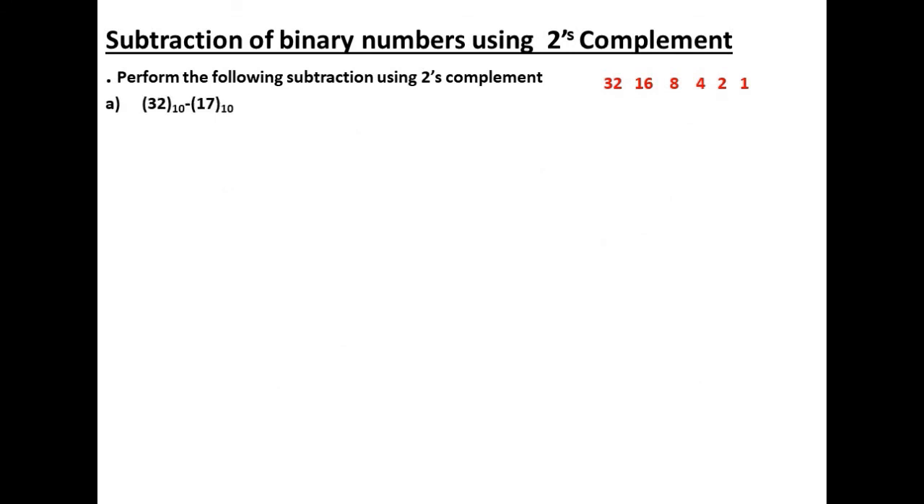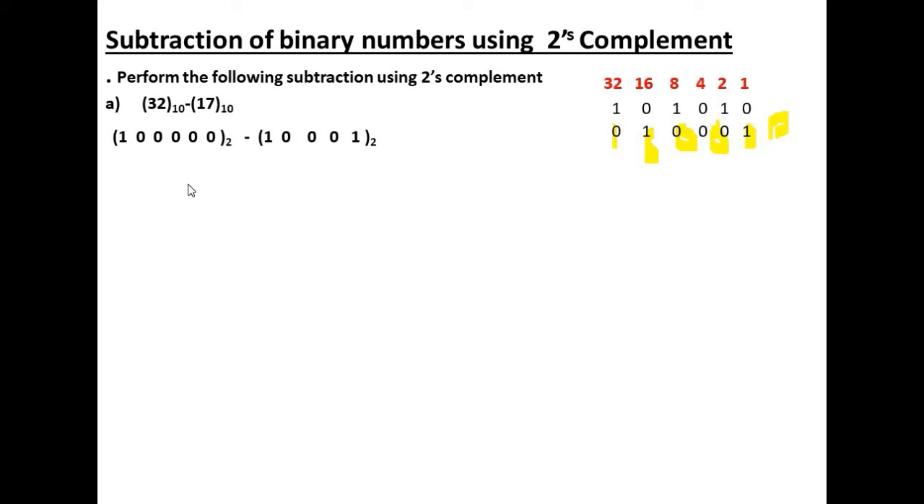Let us solve one more question. The question is 32 minus 17. These two numbers are in decimal, so we have to find the binary equivalent of these numbers. The binary equivalent of 32 will be 100000. This will be the binary equivalent of 32. And for the number 17, 16 plus 1, the binary equivalent of 17 will be 010001.